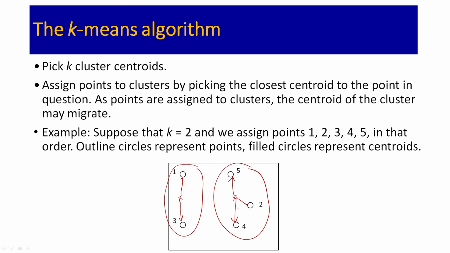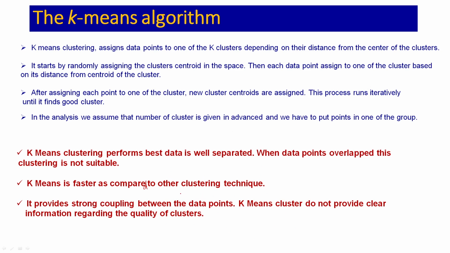But you understand that initialization is very important. Initialization means putting the centroid, so that is a big assumption. K-means clustering assigns data points to one of the K clusters depending on the distance from the center of the cluster. The center is assumed to be the centroid, which is already placed. It starts by randomly assigning the cluster centroids in the space, and then each point is assigned to one of the clusters based on the distance from the centroid to the points, right. And this performs best when data are well separated, remember this. If data are overlapped, this will not be a good one, remember this. Then you have to use density based clustering.